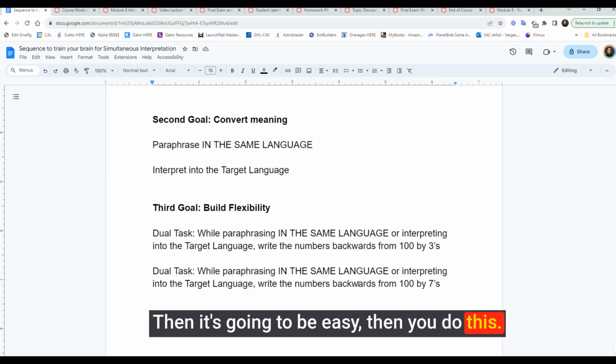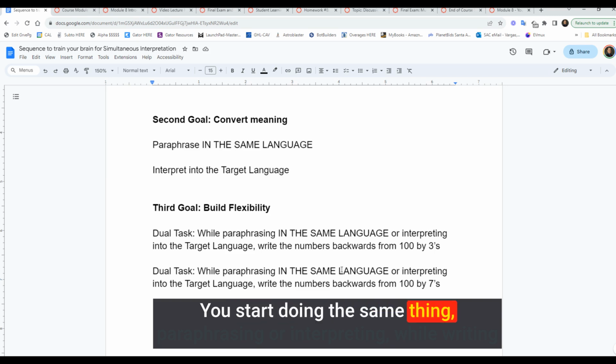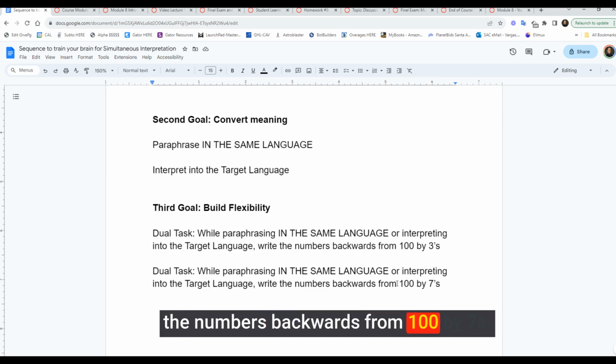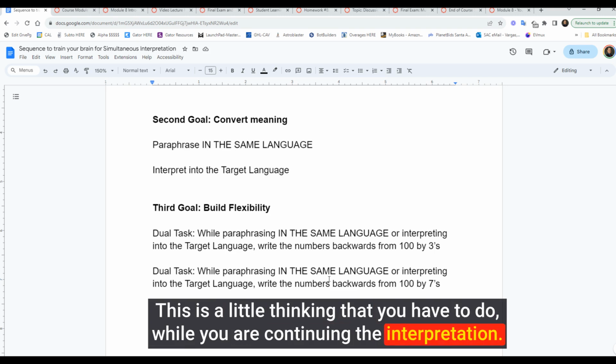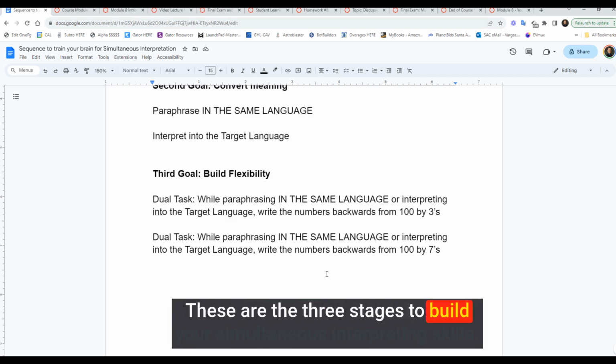Then you do this. You start doing the same thing, paraphrasing or interpreting while writing the numbers backwards from 100 by sevens. This is a little taxing, right? This is a little thinking that you have to do while you are continuing the interpretation. And that's it. These are the 3 stages to build your simultaneous interpreting skills.